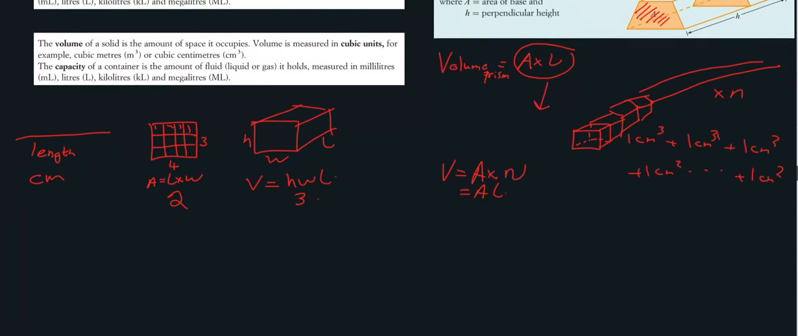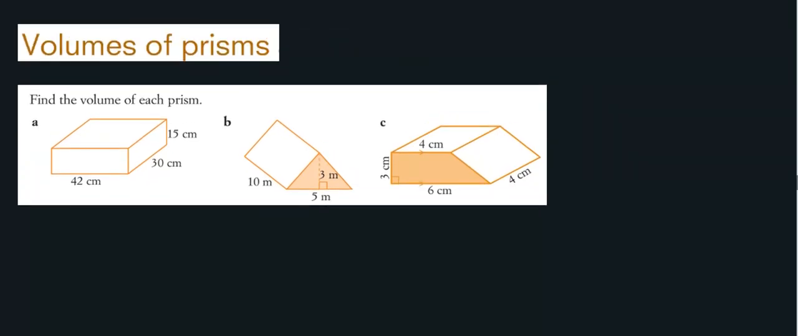Okay, so pause the video and have a go at these questions. Now I'm going to put the answers underneath, and I want you to see if you can get the answers. So this one is 18900 centimeters cubed. The answer to this one, B, is 75 centimeters cubed, and the answer to the C is 60 centimeters cubed. Now pause the video and see if you can get those answers.